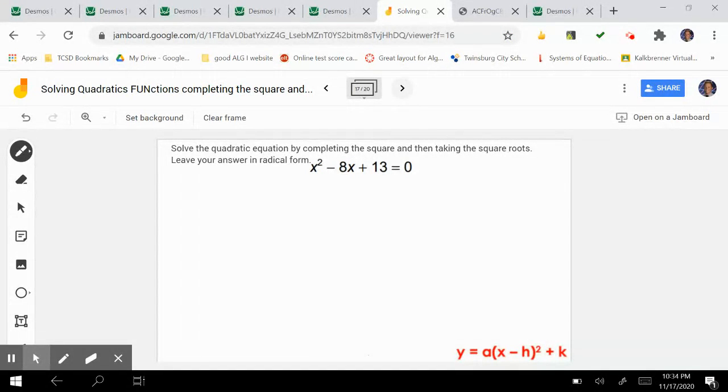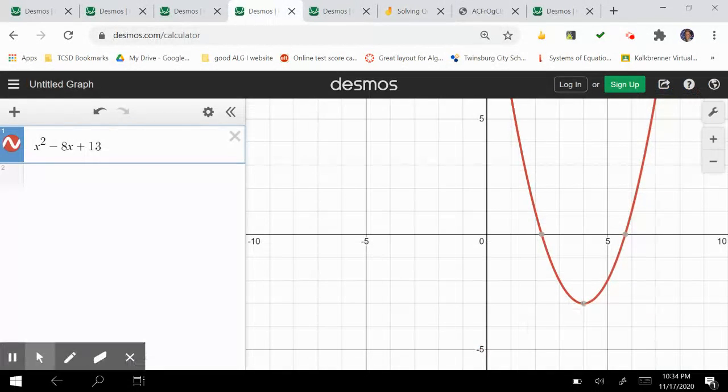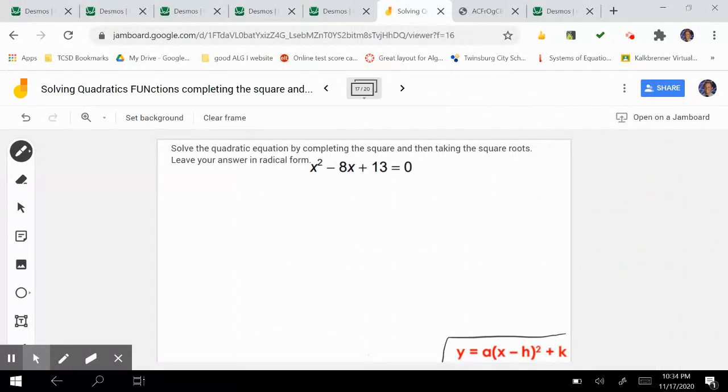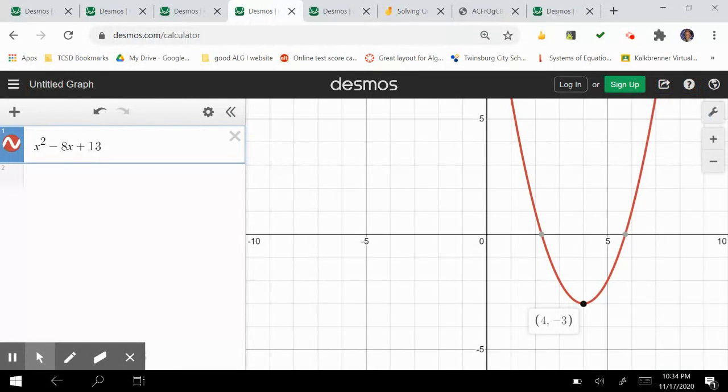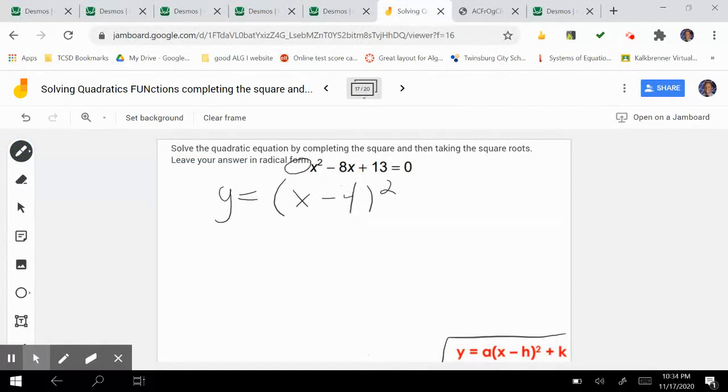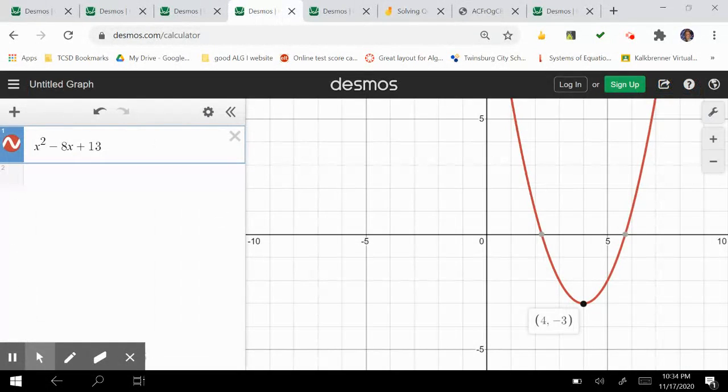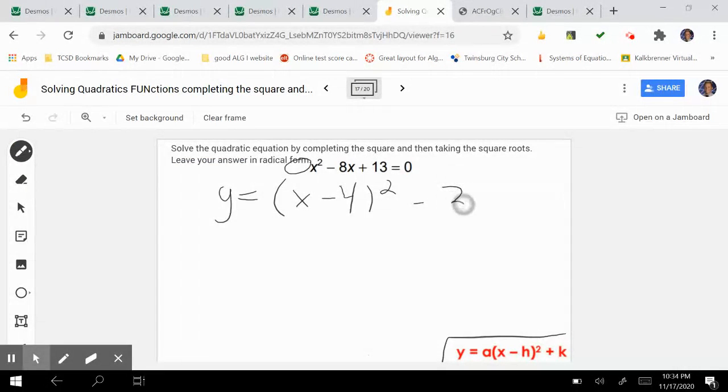Solve the quadratic equation by completing the square and then taking the square roots. So the first thing we're going to do is put it into that vertex form. And I believe, yep, I have that right here. 4 comma negative 3. So if I put this in vertex form, I get y equals, what's my a term for my standard form? 1, so I don't need that really. I could if I wanted to. X and square, what was my vertex again? The opposite of 4, so it's going to be -4 inside the parentheses because it's the opposite of that. And then my k value is -3.